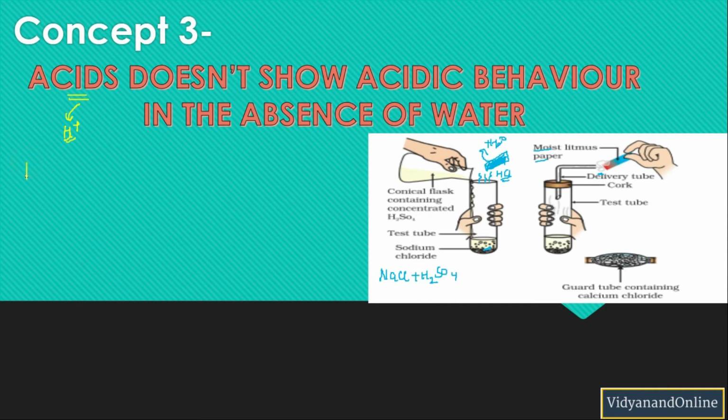Basically, what happens is, when HCl was a gas, it did not dissociate into ions, whereas when this HCl gets in contact with moist litmus paper, it breaks down into H plus ion and chloride ion. Because of the presence of H plus ion, we found that there is a change in color. So we can say that the separation of H plus ions from the HCl molecule cannot occur in the absence of water. Thus, HCl gas shows acidic behavior only in the presence of water.